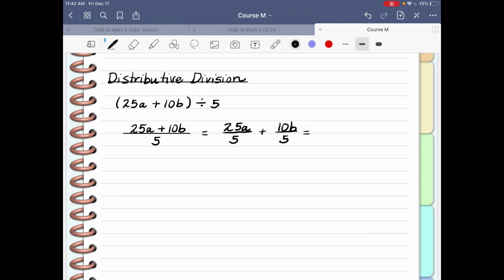So this first one, look at this. What is 25 divided by 5? Well, that's 5. And it has an A with it. We don't want to lose the A. What is 10 divided by 5? That is 2, and it has a B with it. So you can go ahead, there's that 2, and then here is that 5. You can go ahead and simplify it down as far as it will go, but then you can't go any further with the 5A plus 2B.